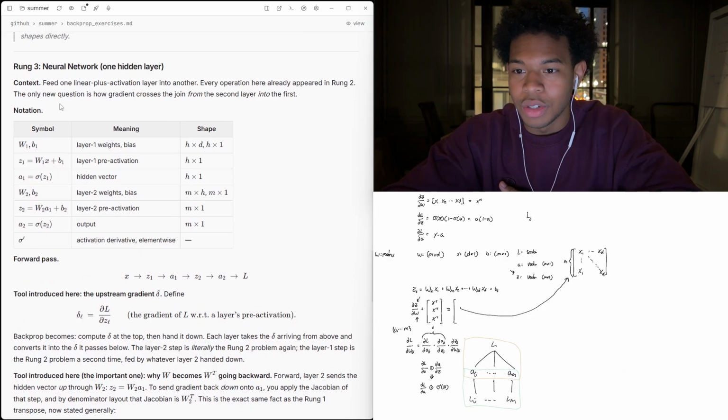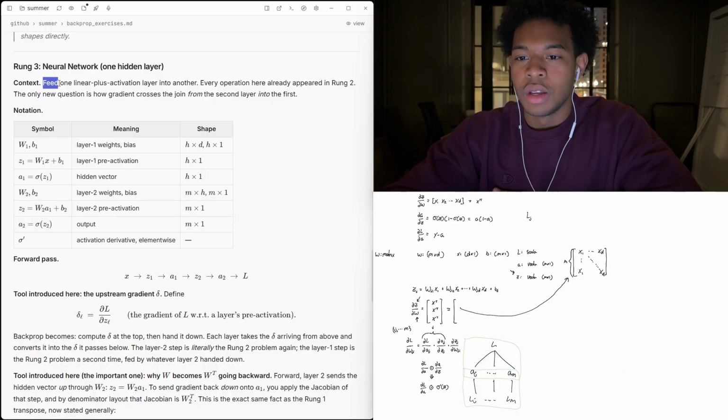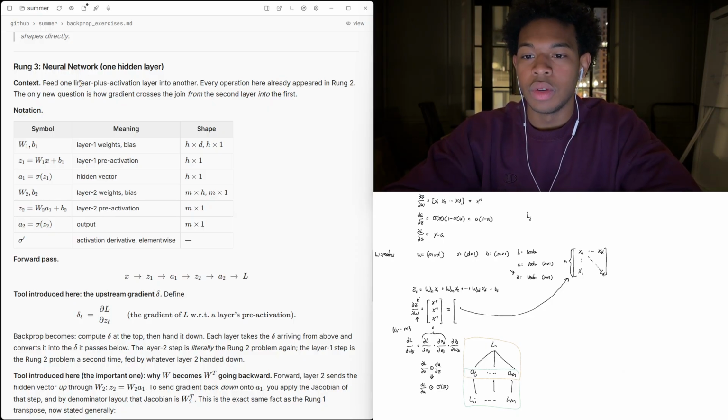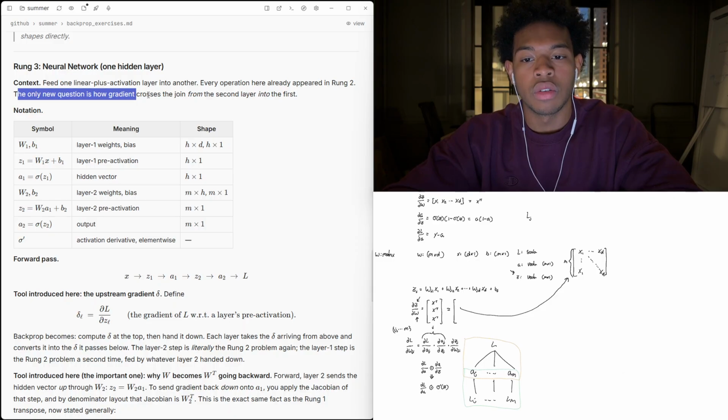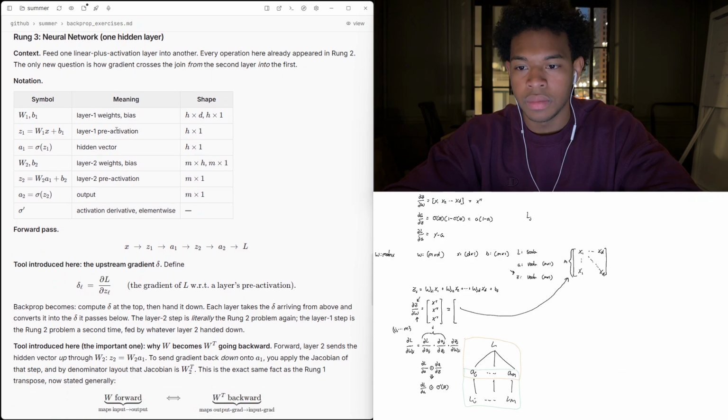Okay, on to the neural network. Context one: feed one linear plus activation layer into another. Every operation here already appeared in rung 2. The only new question is how gradient crosses the join from the second layer to the first. Okay, so W1, B1, layer 1's weights and biases.